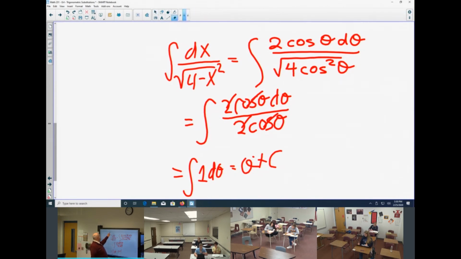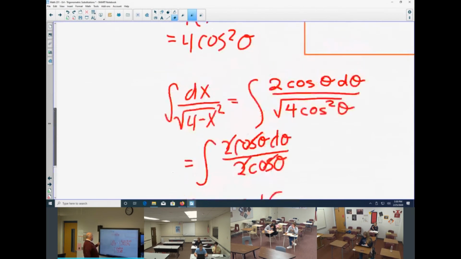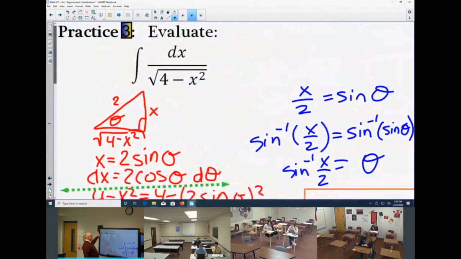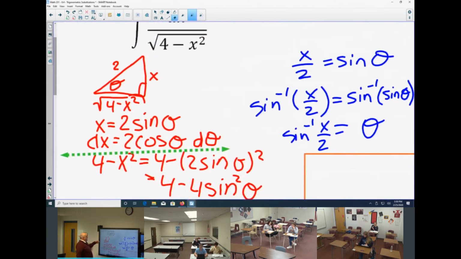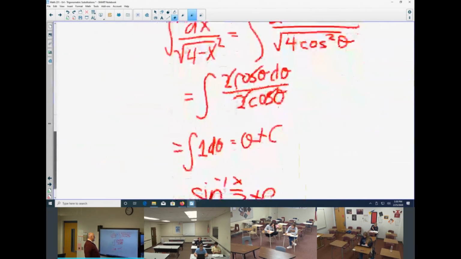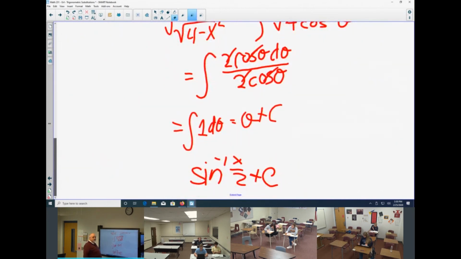Okay? But that's not the answer. You can't leave it in terms of theta. So you have to go back to your triangle and say, how could we rewrite theta in terms of x? Well, since the sine of theta is opposite over adjacent, so the sine of theta is x over 2, the inverse sine of x over 2 is going to be theta. And so that will be our final answer. The inverse sine of x over 2 plus c.